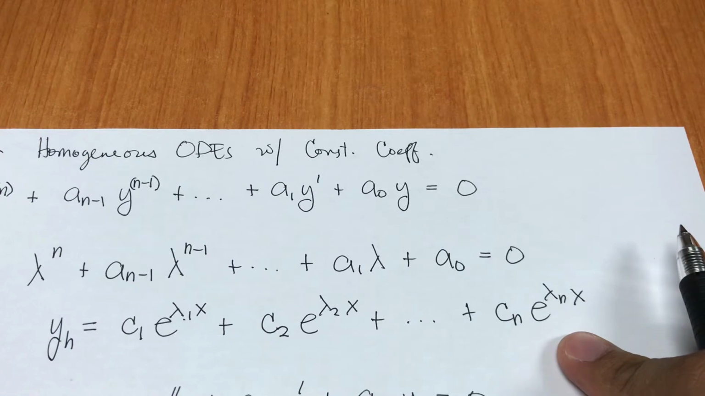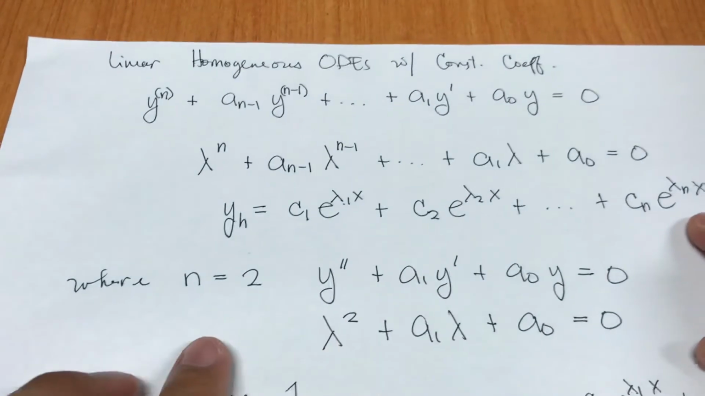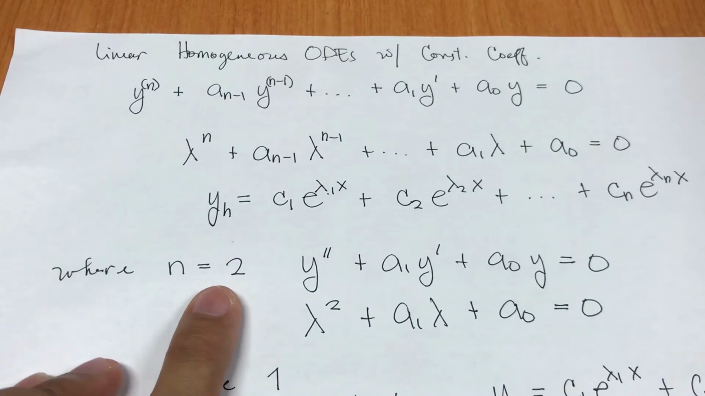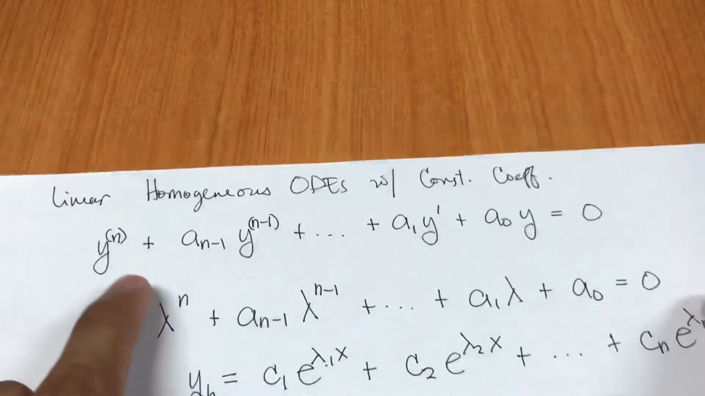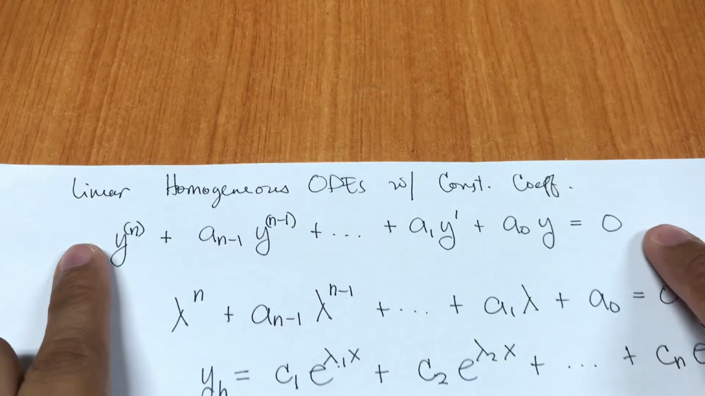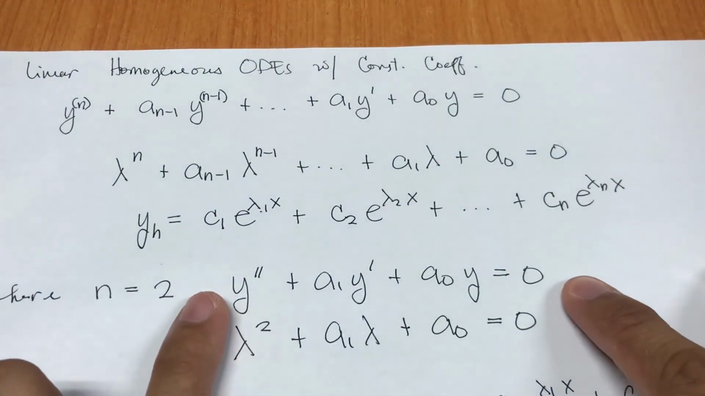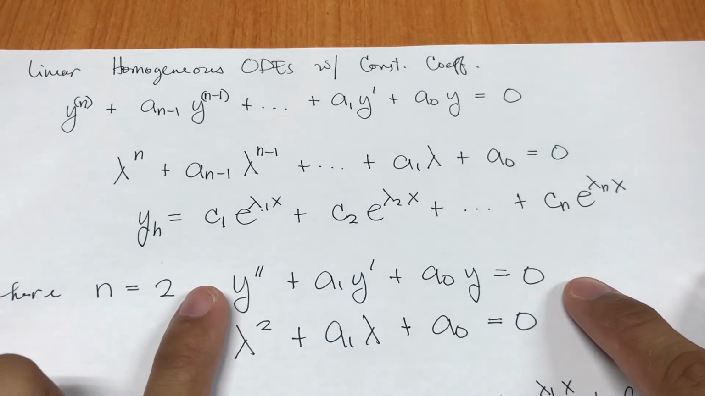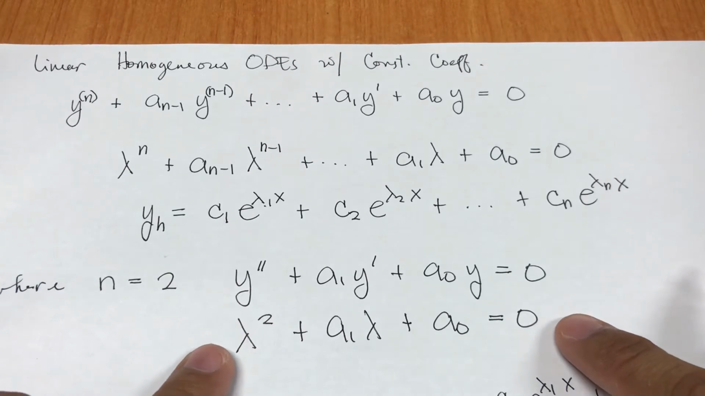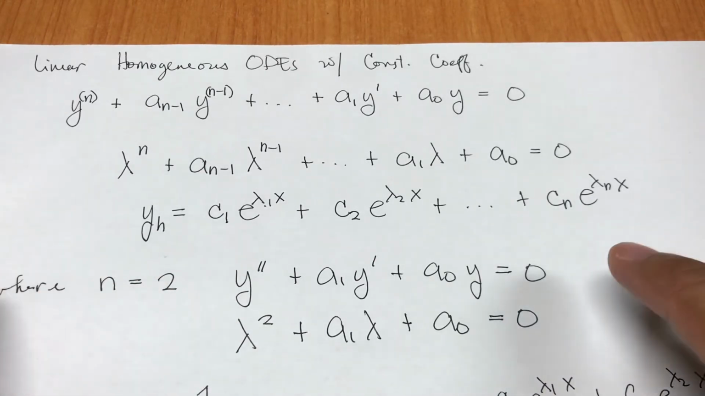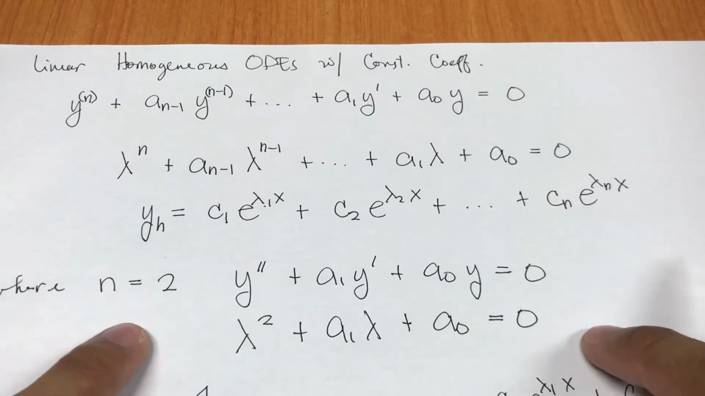Okay? So for a special case where our order n is 2, so second order, we could reduce this equation into this form. Y double prime plus a sub 1 y prime plus a sub 0 y is equal to 0. So, a quadratic equation, especially if we introduce the lambda parameter. Lambda squared plus a sub 1 lambda plus a sub 0 is equal to 0. So, this is for the second order linear homogeneous ordinary differential equation with constant coefficients.